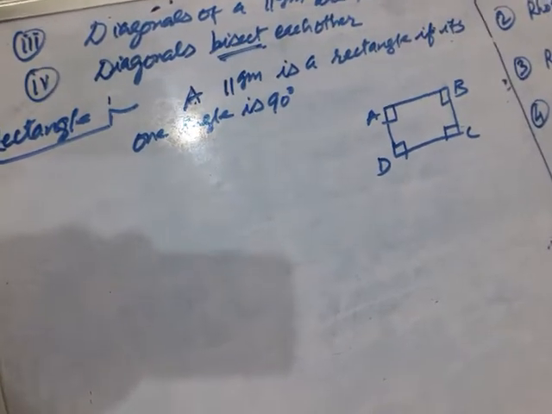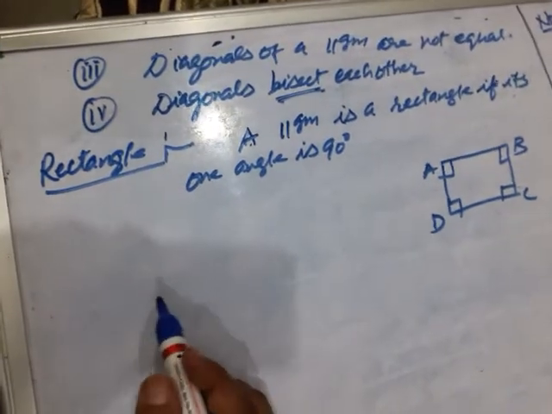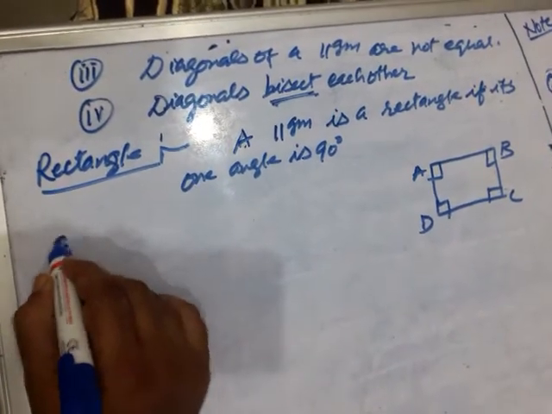Okay, children. Now what else is there? Some properties of parallelogram are also there. This rectangle is also there.